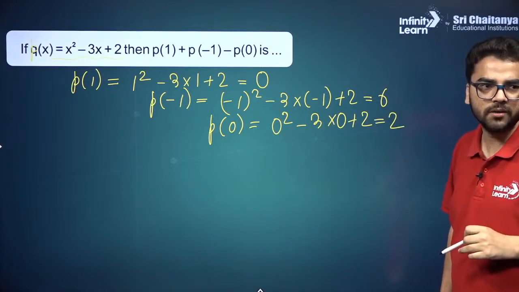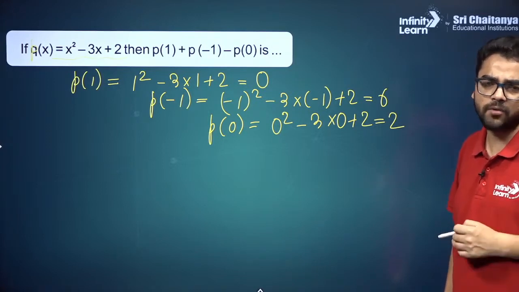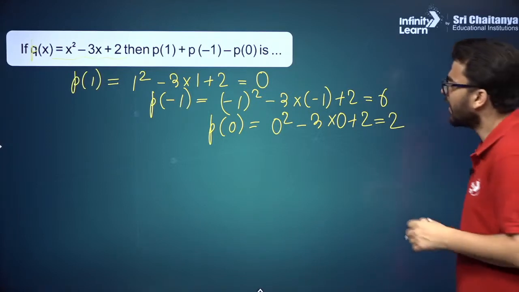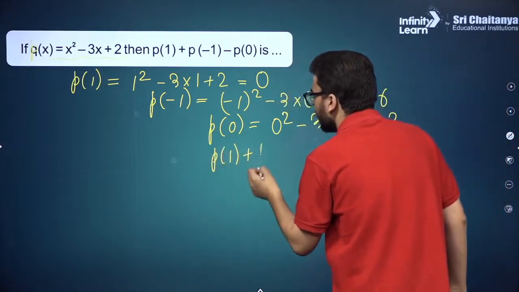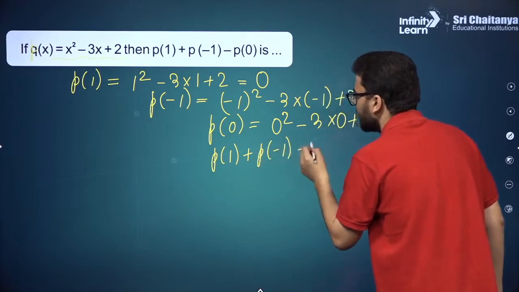Very simple question. Adding polynomial, not able to understand. What is that question? So over here we have to find the value of p of 1 plus p of minus 1 minus p of 0.